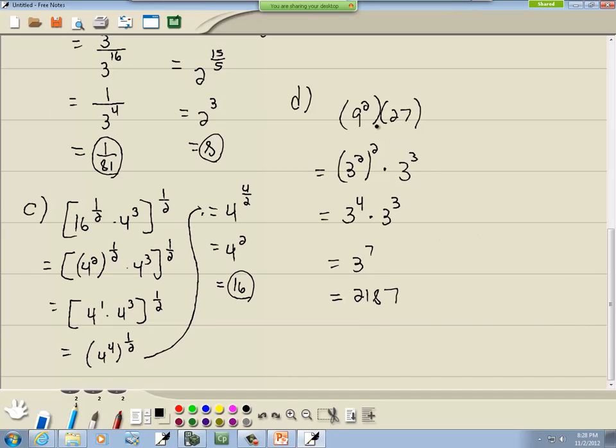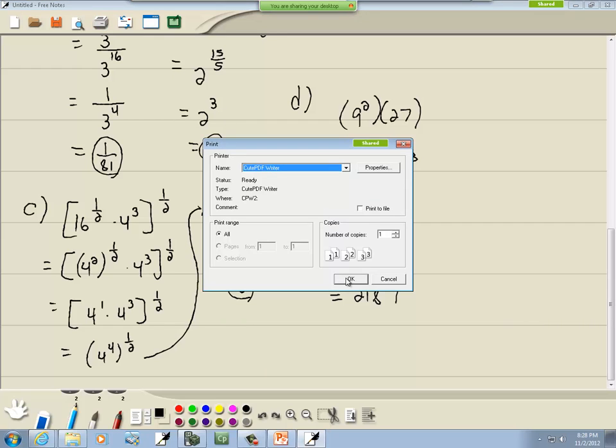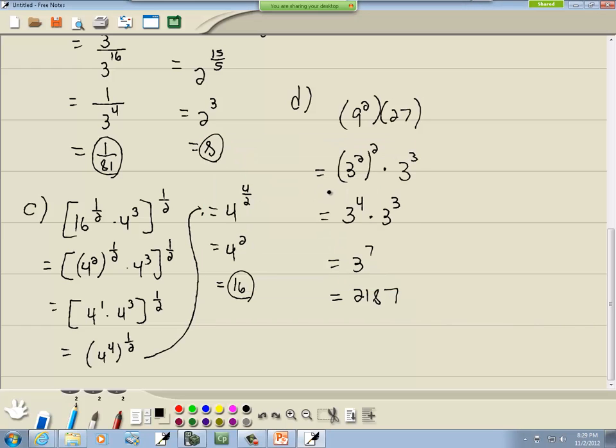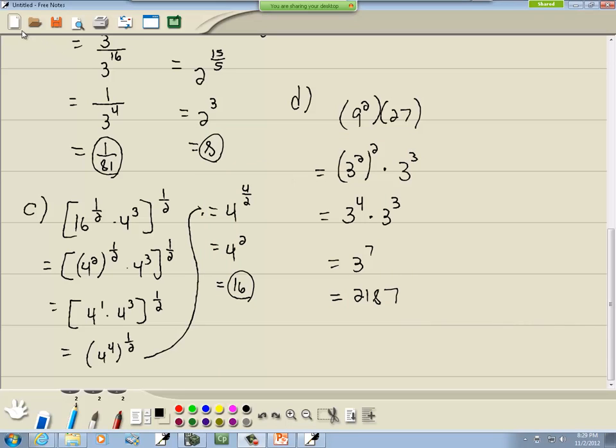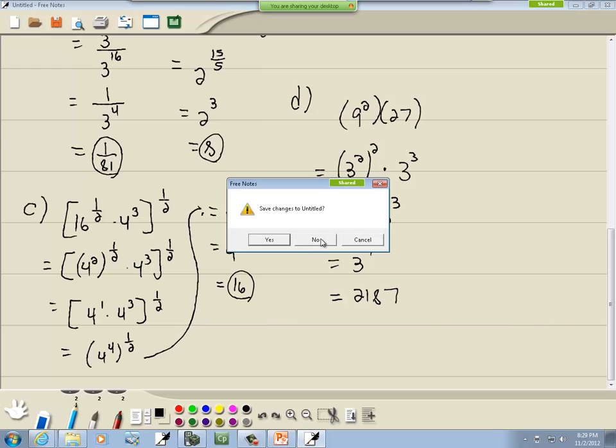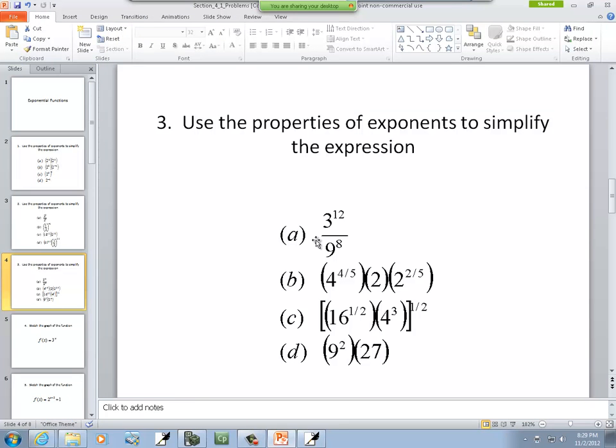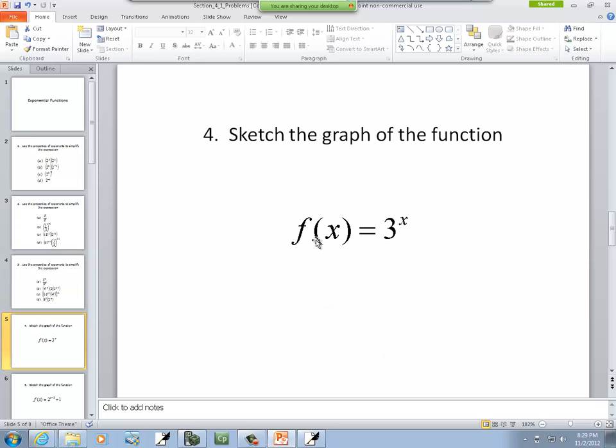Now, I know you could take 9 squared is 81, take that times 27, and it seems like, well, that'd be easier. The goal here is to get comfortable with these properties. So that's what they're indicating. Let me save that page. And let's look at our next problem.